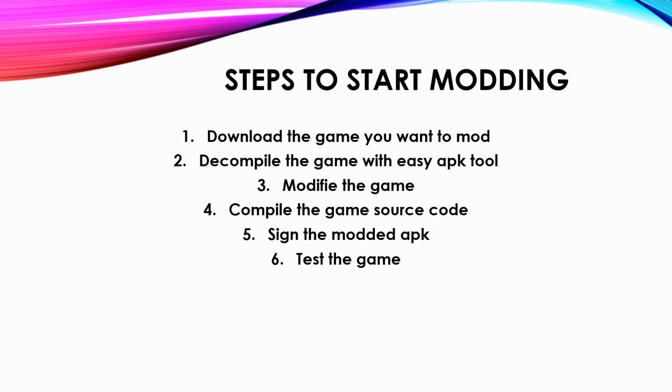So, first question, what are the basic steps of modding an Android game? First, we download the game, then we decompile the game with Easy APK Tool. Third, we modify the game. Fourth, we compile the game back from the source code. Fifth, we sign the game. And sixth, we test the game. So these are the basic steps.